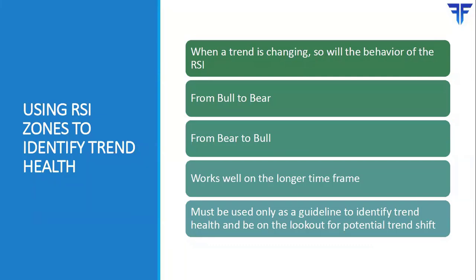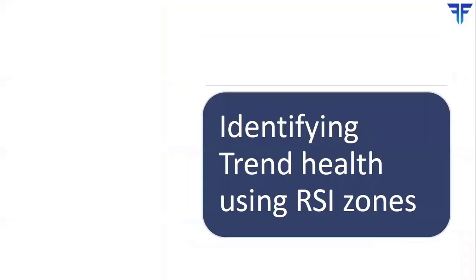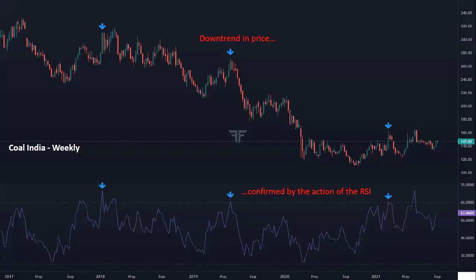However, when a trend is about to change, the RSI gives you subtle clues that the zone is shifting. So typically when you are in a bull market, the RSI, as I said, fluctuates from 40 to 80. But when the uptrend is maturing, the RSI will start to shift its stance and start to move lower, as you can see in the case of this Coal India chart.